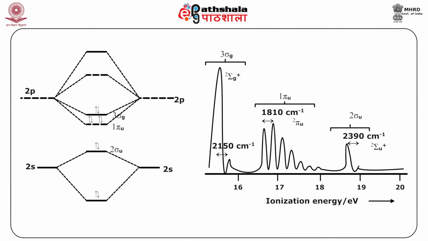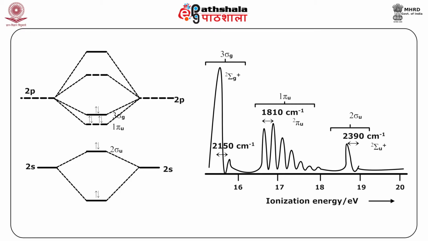Now, if we refer to the figure, the electron configuration of molecular nitrogen is 1σg², 1σu², 2σg², 2σu², and then you have 1πu⁴ and 3σg². The ground state is closed shell because all the orbitals are occupied. So, it is a ¹Σg⁺ state.